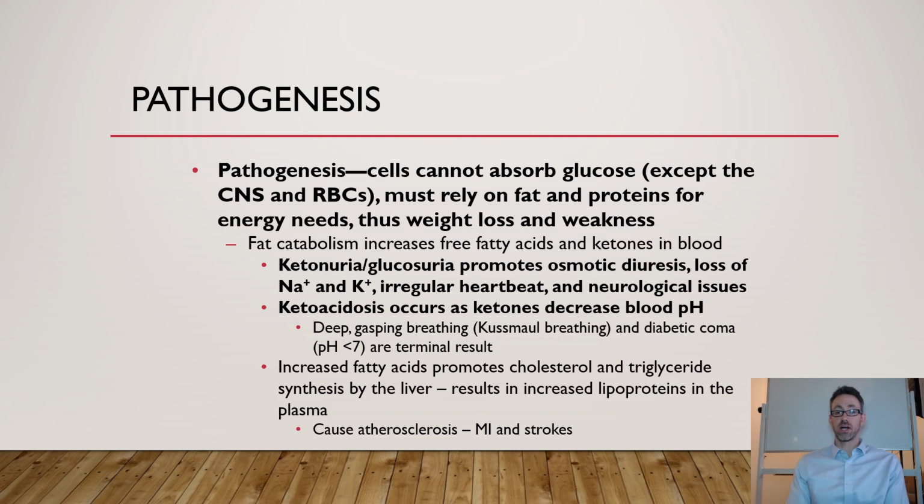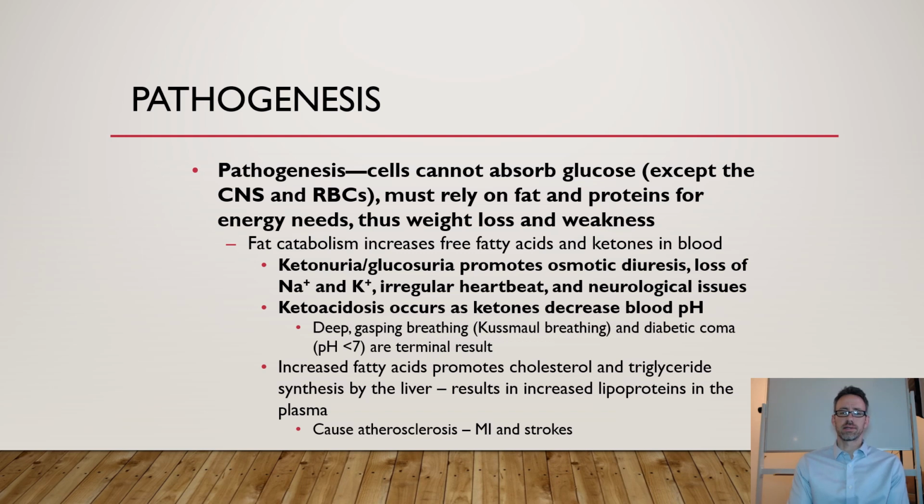You can get ketoacidosis, like in a type 1 diabetic. Ketones can actually decrease the blood pH, and as a result, you get things like deep gasping breathing, like Kussmaul breathing, what they call a diabetic coma if the pH drops below 7, and these can be deadly results. Oftentimes with diabetic ketoacidosis, we see that in a type 1, not really in a type 2.